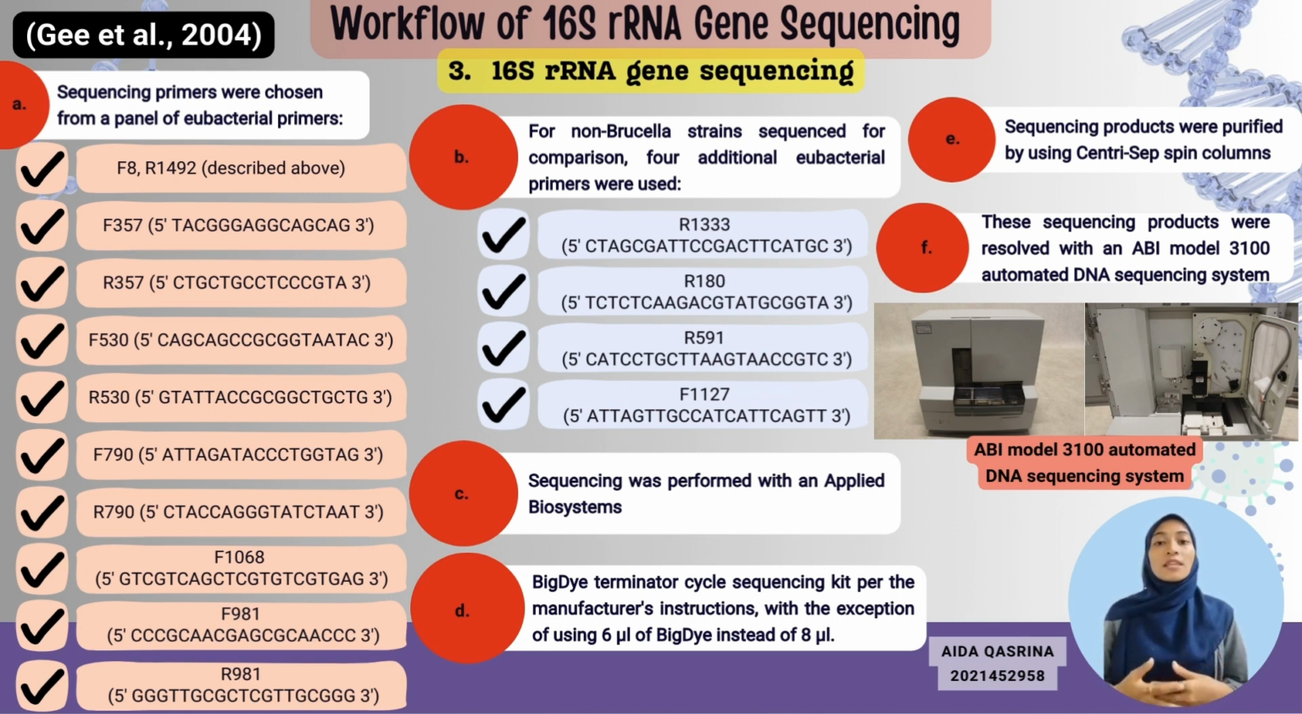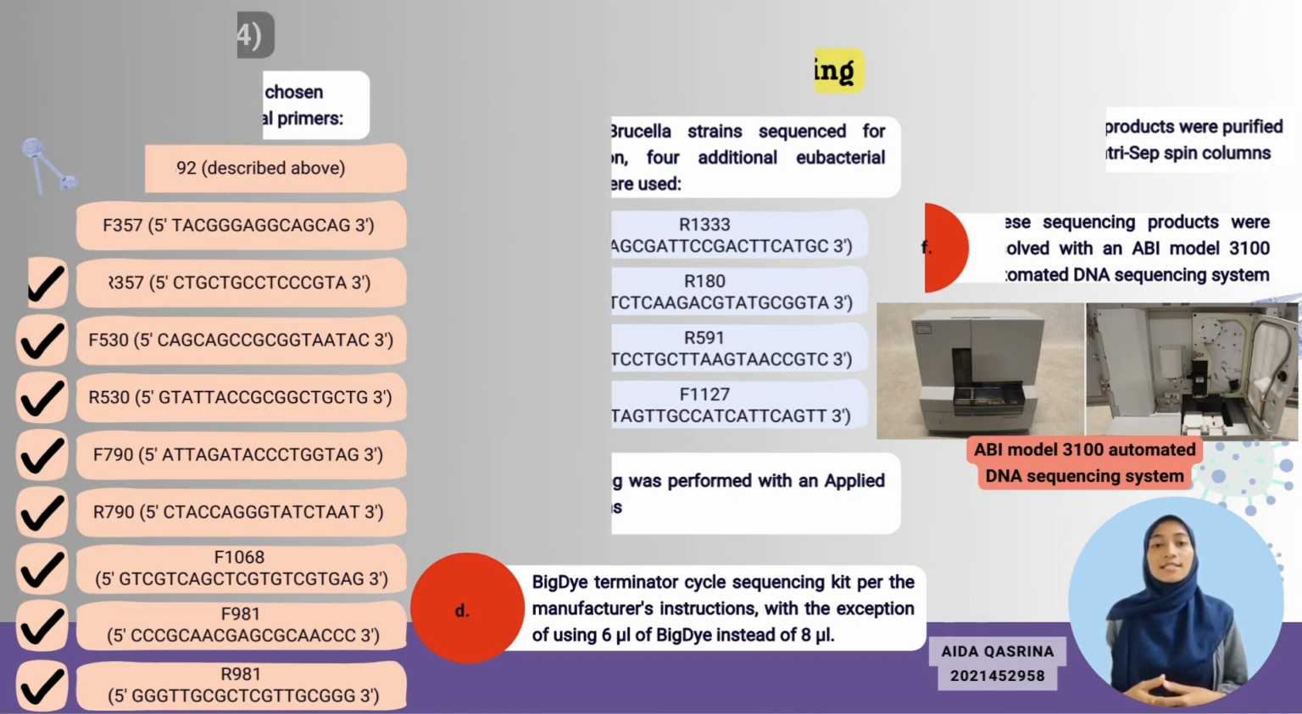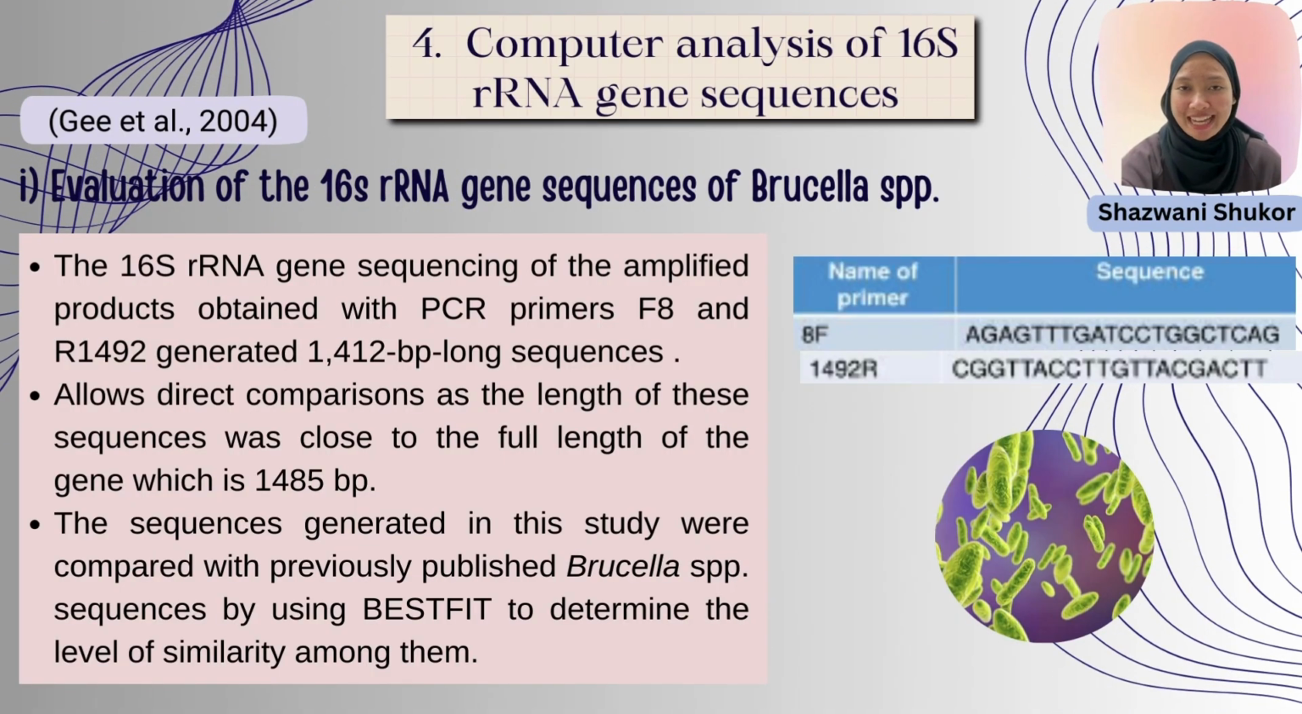Sequencing was performed with an Applied Biosystems Prism BigDye terminator cycle sequencing kit per the manufacturer's instructions, except for using 6 microliters of BigDye instead of 8 microliters. Sequencing products were purified using CentriSep spin columns, and these sequencing products were resolved with an ABI model 3100 automated DNA sequencing system.